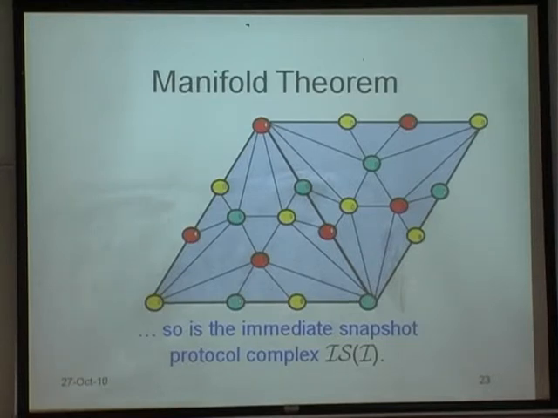So in particular, a single simplex is a manifold. If I take a single simplex, I run immediate snapshot, I get a manifold. If I run it again, I get a bigger manifold, and so on. Informally, what you get is a finer and finer subdivision. But again, I'm not going to prove that. I'm only going to prove that what you get is a manifold.